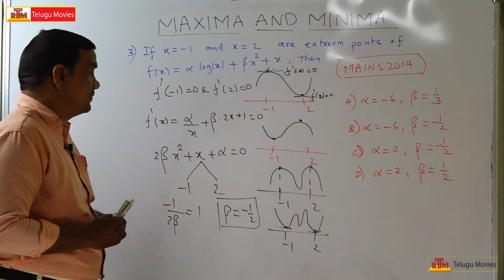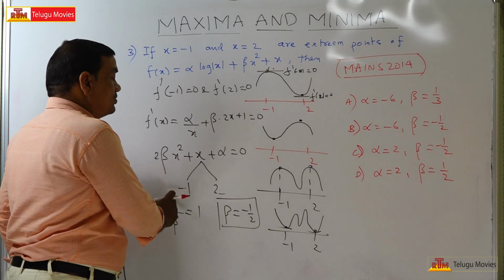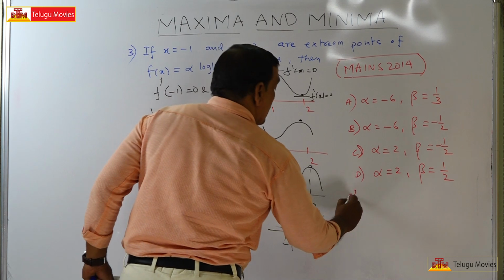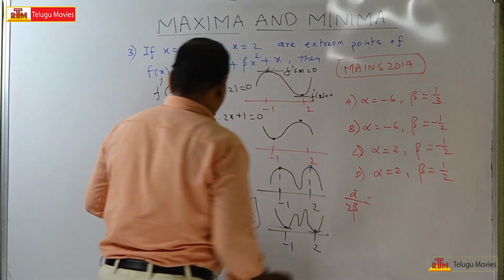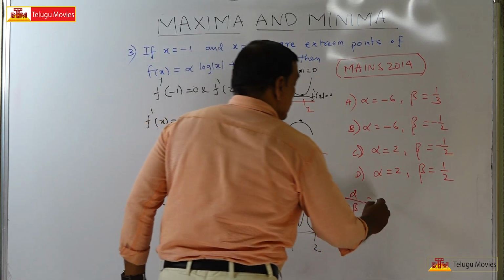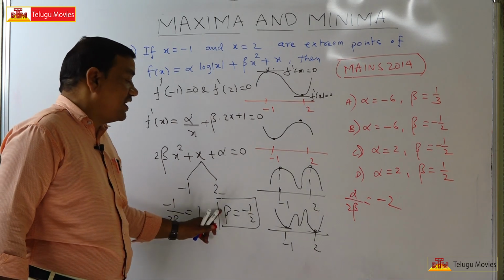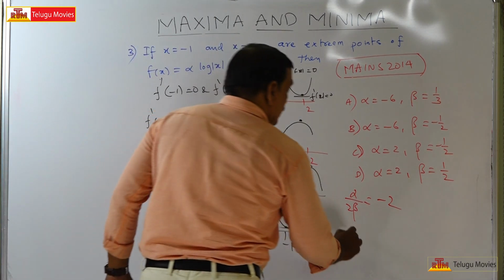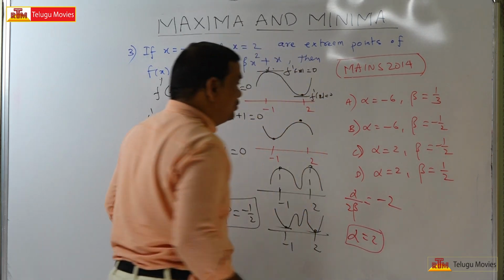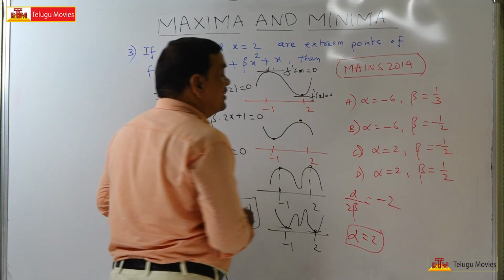Beta value we got. How to find out the alpha value? Product of the roots. Product of the roots means c by a, that is alpha by 2 beta. What is the product of the roots? Minus 1 into 2, minus 2. Already the beta value is minus 1 by 2, that is 2 beta is equal to minus 1. Therefore, alpha is equal to minus 1, minus into minus plus, alpha is equal to 2. So, therefore, alpha is equal to 2 and beta is equal to minus 1 by 2.